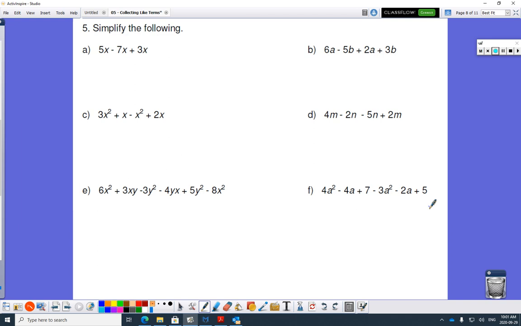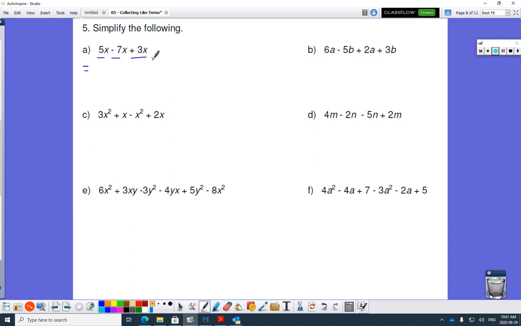But I'm going to go fairly quickly with these, and not because I think it should be that fast, but I want you to see it's the same steps every time. I really want to get through to you about the steps involved here. The steps are: underline everything that's a like term. 5x minus 7x and plus 3x. Those are all like terms. In this first question, they're all like terms.